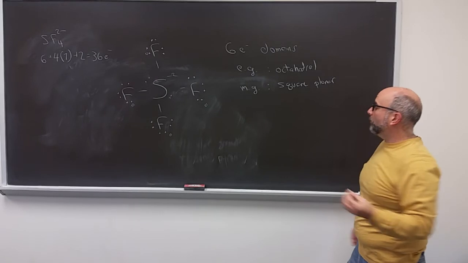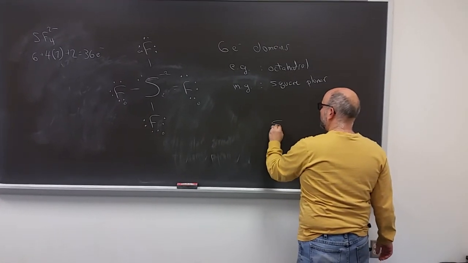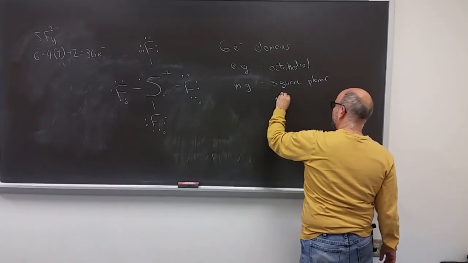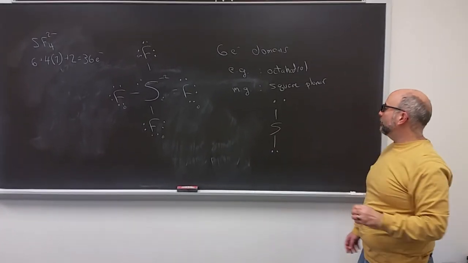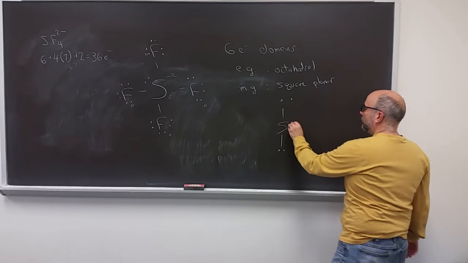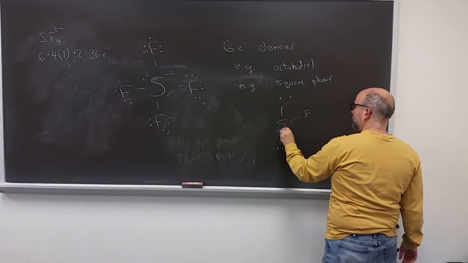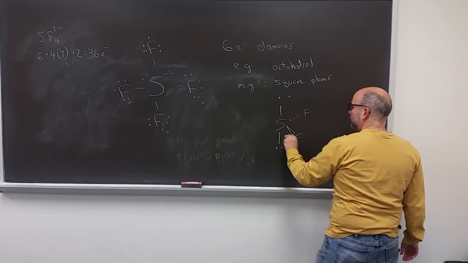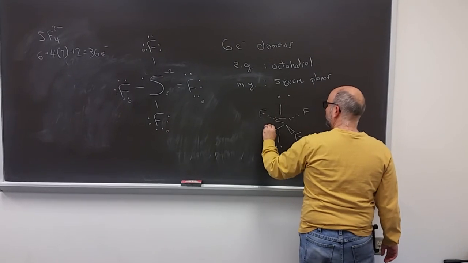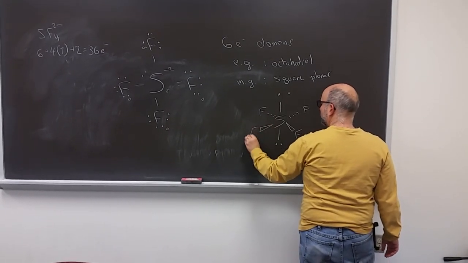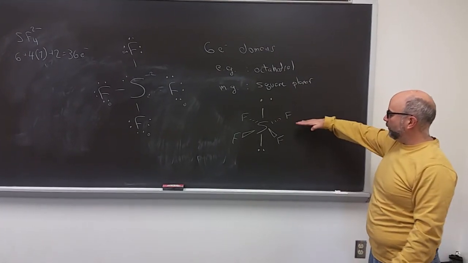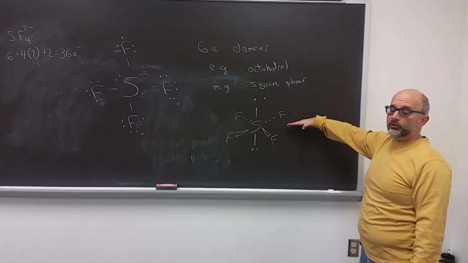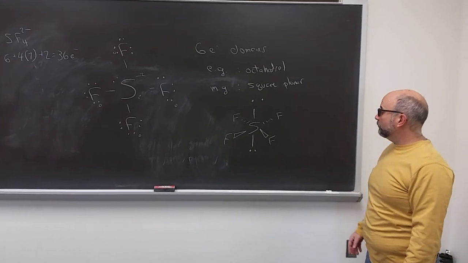square planar. And what this would actually look like is I'm just going to put the lone pairs as being above and below the plane of the board, above and below the sulfur. The fluorines and the sulfur would all be in the same plane, in this case the plane parallel to the floor and perpendicular to the board. And that's what it looks like.